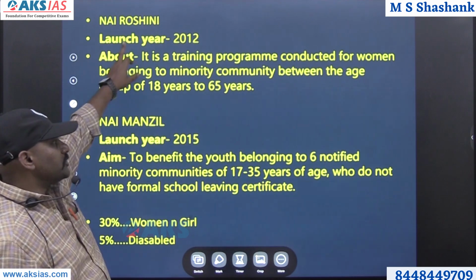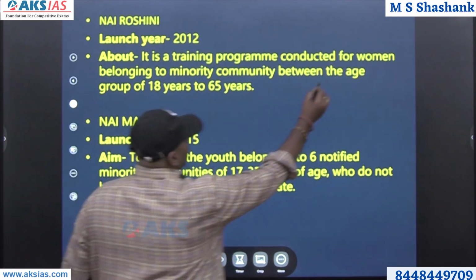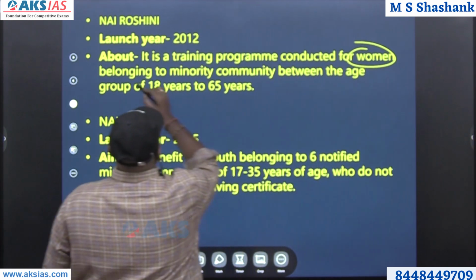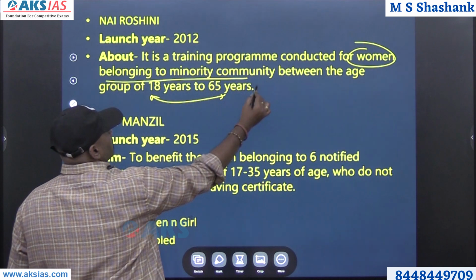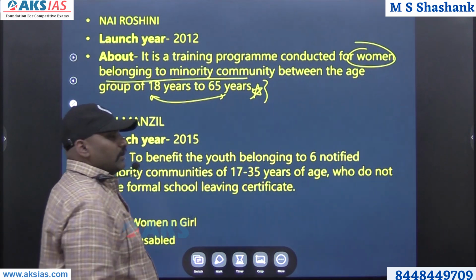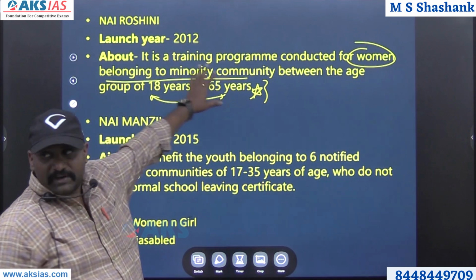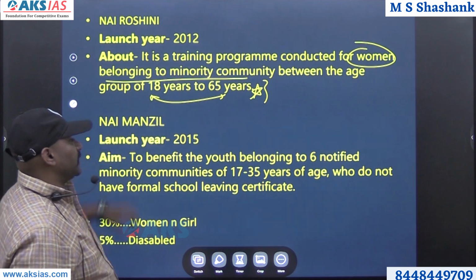Next, Nai Roshni is conducted for women belonging to the minority community between the age group of 18 to 65 years. So this is what you have to remember. Okay, so have a glance at it. This is with respect to women.